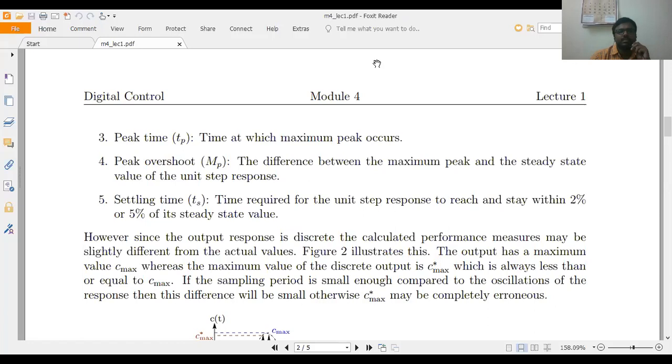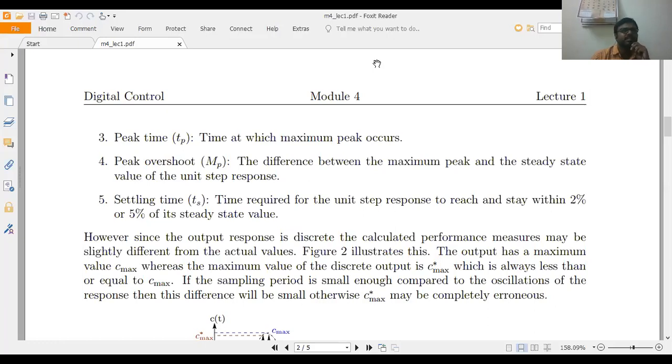So, settling time means the system comes to the rest position. It is defined as the time required for the unit step response to reach and stay in the relaxed position within 2 to 5% of its steady state value.